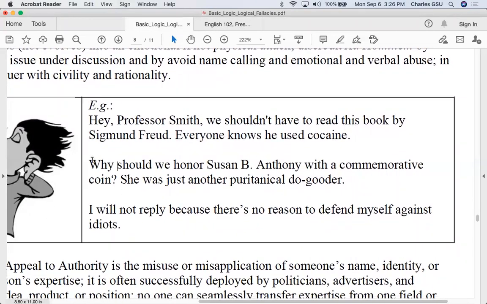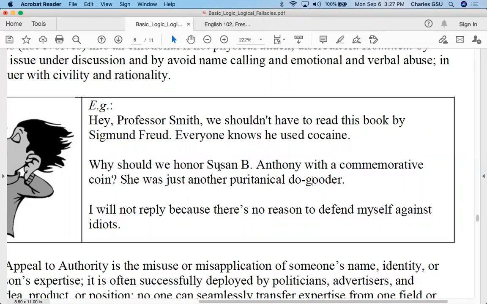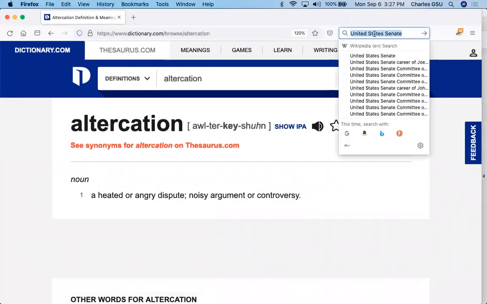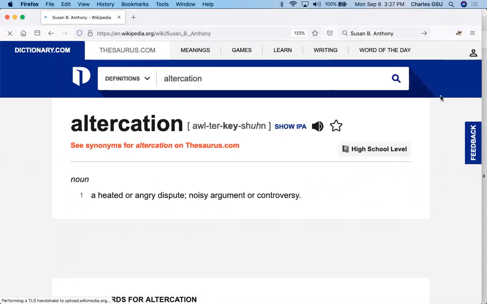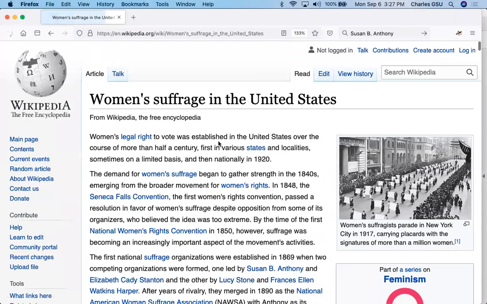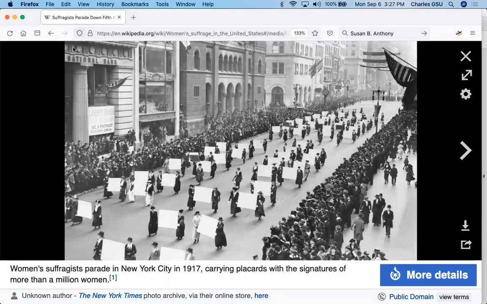So here's another example. Why should we honor Susan B. Anthony with a commemorative coin? She was just another puritanical do-gooder. So it's attacking the person, in this case, Susan B. Anthony, the women's suffragist leader. And ladies, you can thank women like her and others for getting out there and marching and getting you the right to vote eventually in 1920.